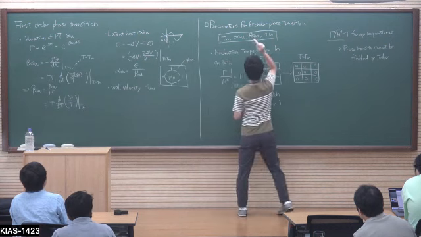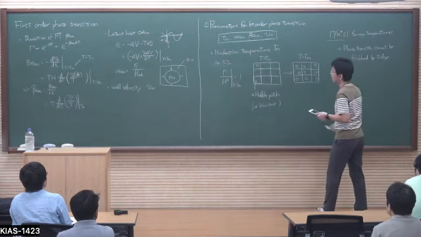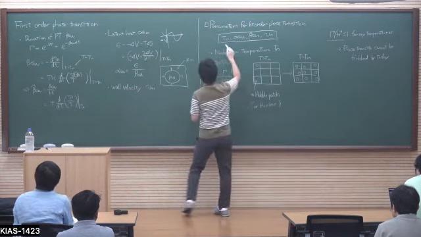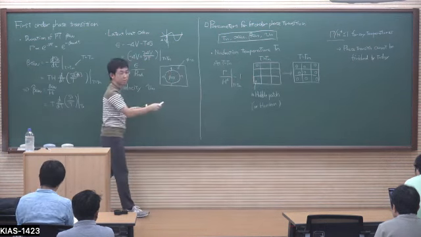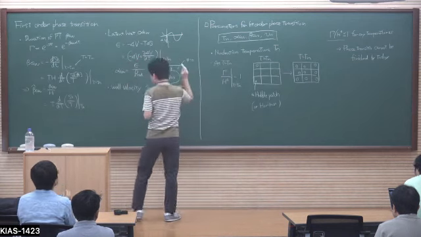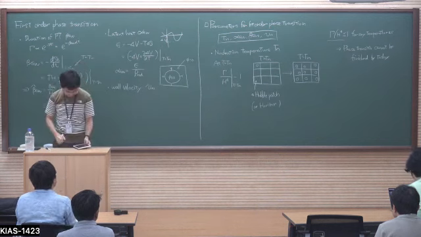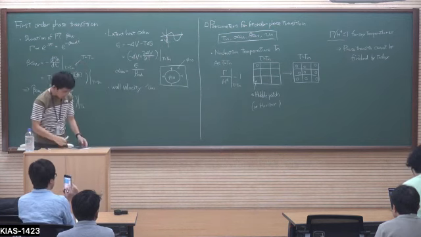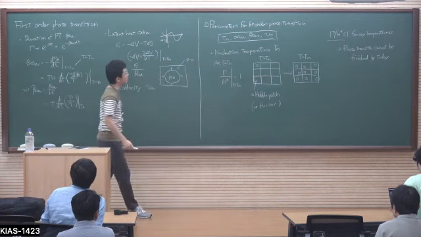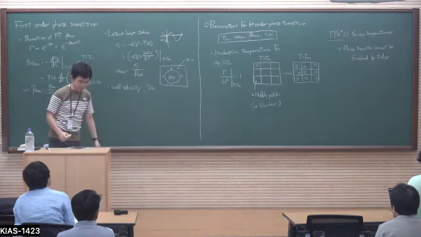Okay, as we explained, the properties of the first order phase transition can be determined by these four parameters. And these parameters are generally determined by the bounce solution.